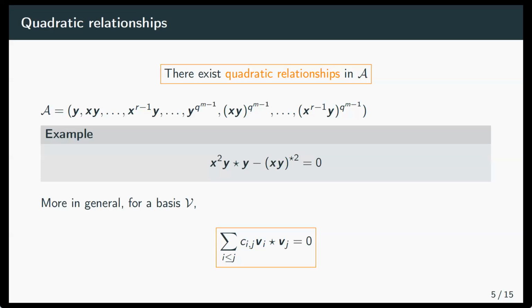Okay, so now our work starts from the very simple observation that there exist quadratic relationships in the canonical basis. And I will give you an example. If we take the component-wise product of y and x squared y, this is equal to the component-wise square of x y. So this is a trivial identity, and in the same way we have many others. But more in general, and for a generic basis B, you can write a quadratic relationship as in the orange box. So we have the component-wise product of elements in the basis, b_i and b_j, then we take some coefficient c_ij, and we want the sum over i, j to be equal to 0.